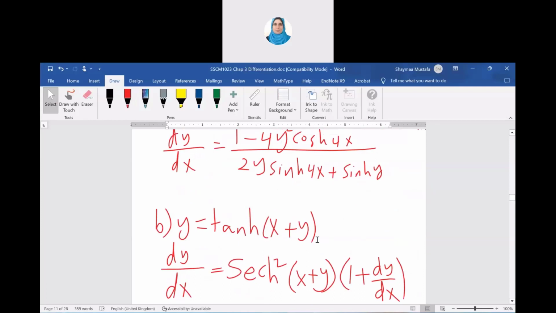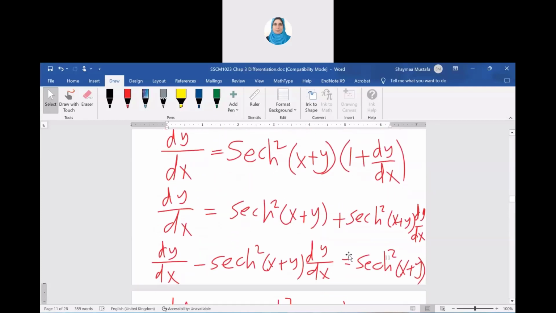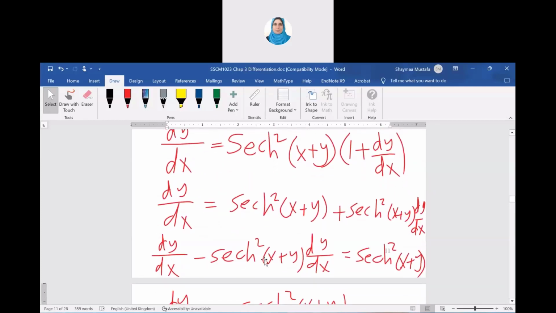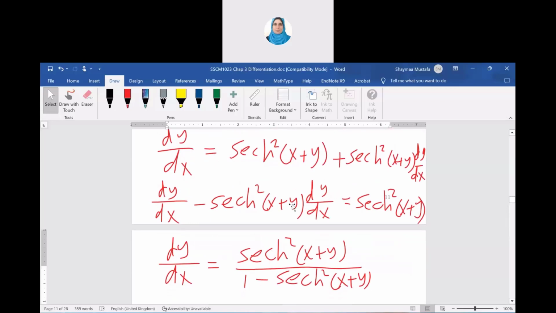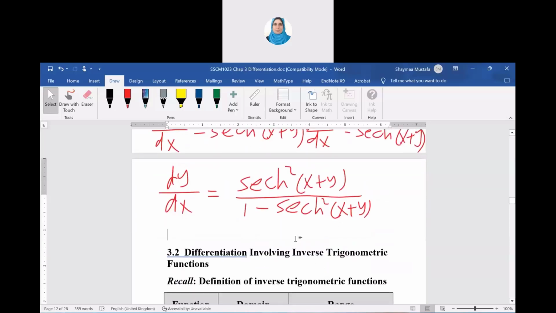So first step, you need to find the derivative for each term. Then separate the terms that include dy over dx on one side, and the other side includes the terms without dy over dx. Take dy over dx as a common factor here. The remainder is 1 minus sec square x plus y. So divide by this term, and you have sec square x plus y over 1 minus sec square x plus y.